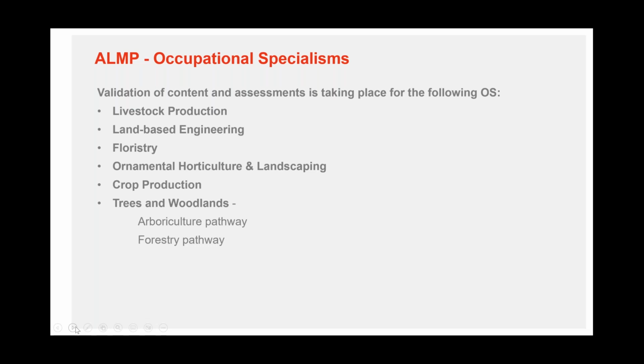The Trees and Woodlands specialism, as was previously announced in the previous webinars, has been split into two pathways: arboriculture and forestry, and centres can opt to offer one or the other or both pathways for their learners. There is some common content between the two pathways, and they diverge in later performance outcomes, and so they have separate occupational specialism assessments.